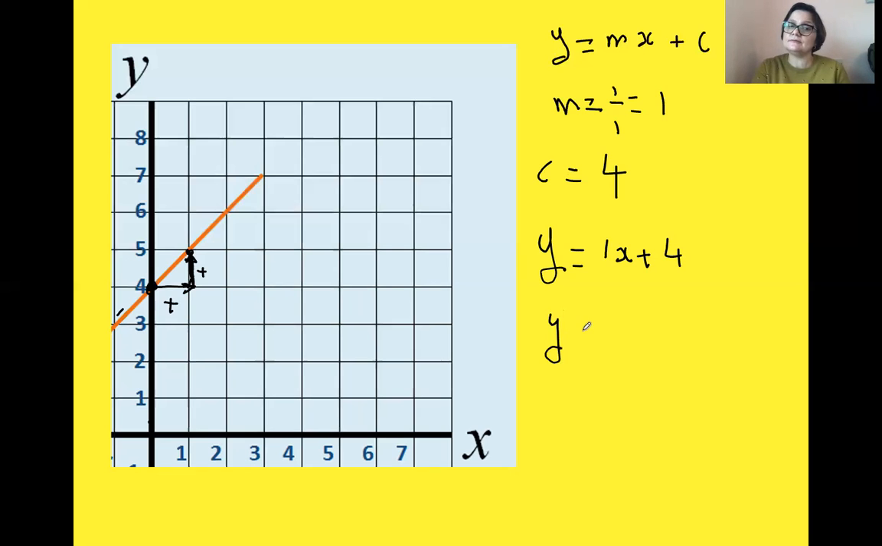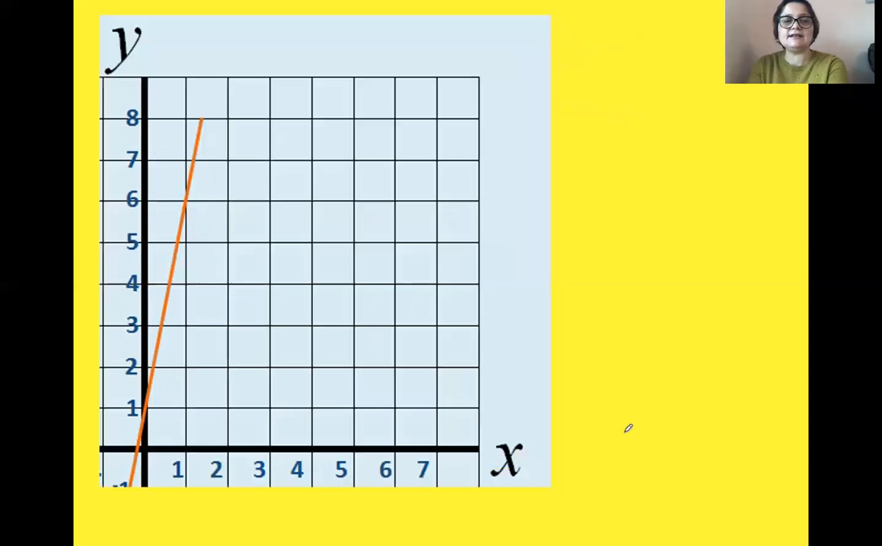So we can rewrite this equation as y equals x plus 4, just like that. Let's have a look at this example here. Again, we need to find the equation of this straight line. We always begin with the general formula of the equation of the straight line, where m is the gradient and c is the y-intercept.